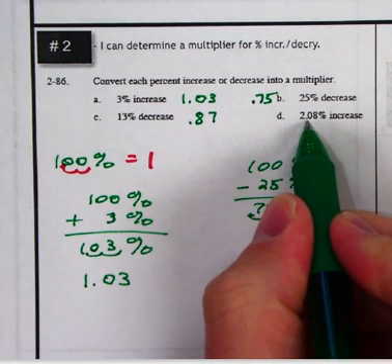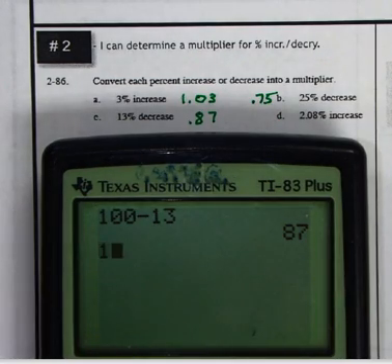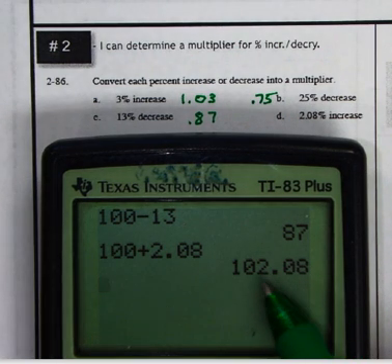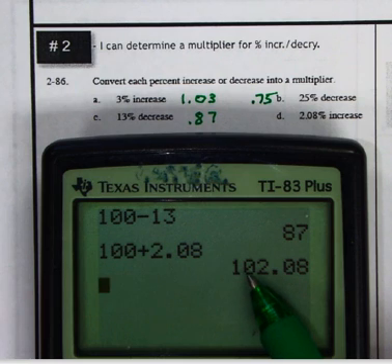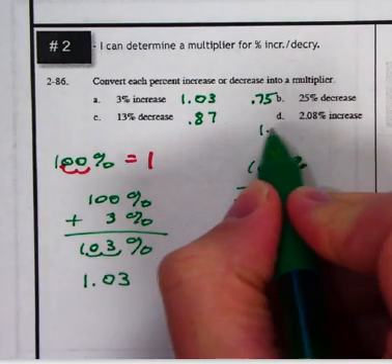And then a 2.08% increase. So on that one, I would type in 100 plus 2.08, and I'm at 102.08. Then I need to move that decimal back two spots. So if you use your calculator, you may not miss this 0. Some people miss this 0 because that 0 is going to show up. It's going to be 1.0208 is the correct answer for the multiplier here.